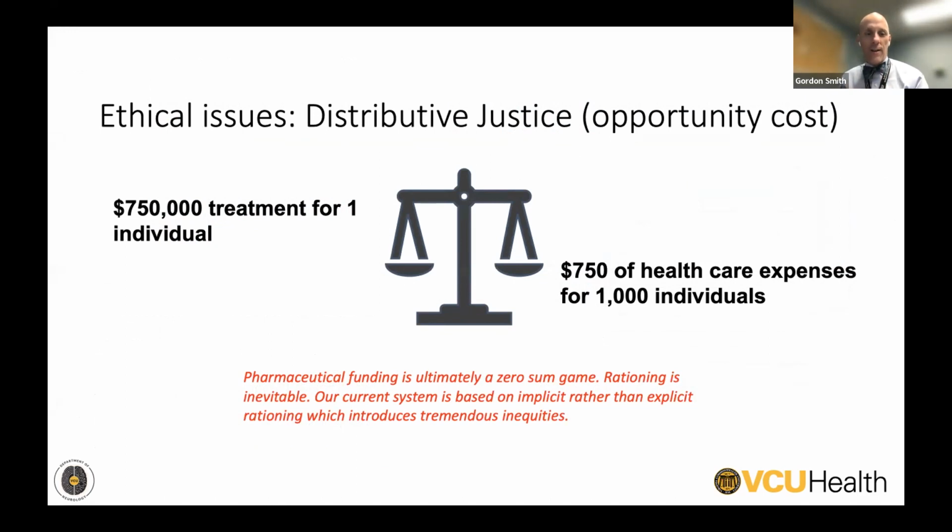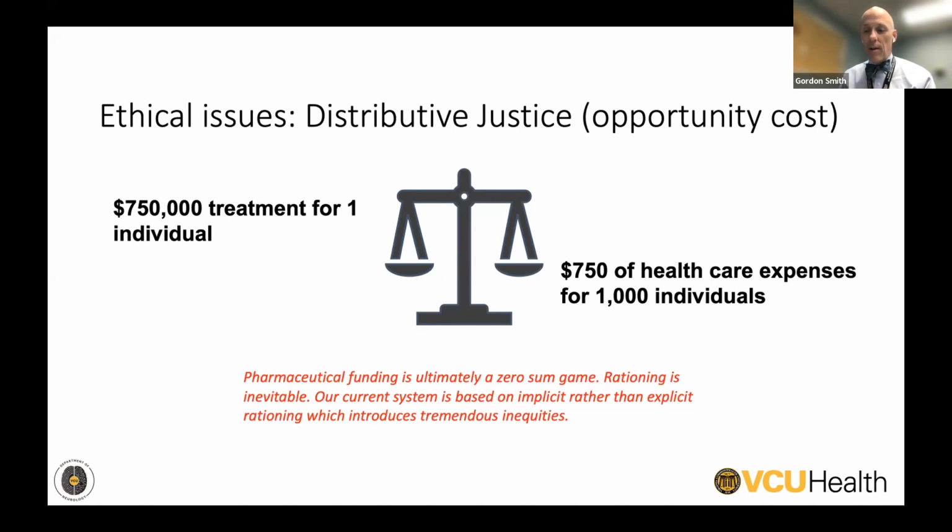So we can treat one SMA kiddo with nusinersen for the first year, $750,000. Very effective, very exciting drug, or we could spend $750 on 1,000 individuals. We don't have a framework for making that decision now, and ultimately this is a zero-sum game. And the term rationing is something that Americans really hate hearing, understandably, in reference to healthcare, but we ration right now. The problem is we ration in an implicit rather than explicit fashion.